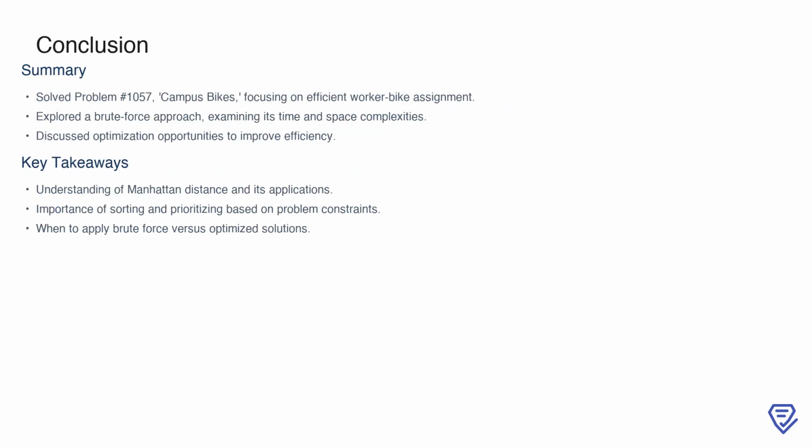Great job making it to the end. We've covered the solution to problem number 1057, Campus Bikes, and discussed key insights like the Manhattan distance calculation and optimization strategies. Remember to keep practicing and applying these concepts to similar problems.